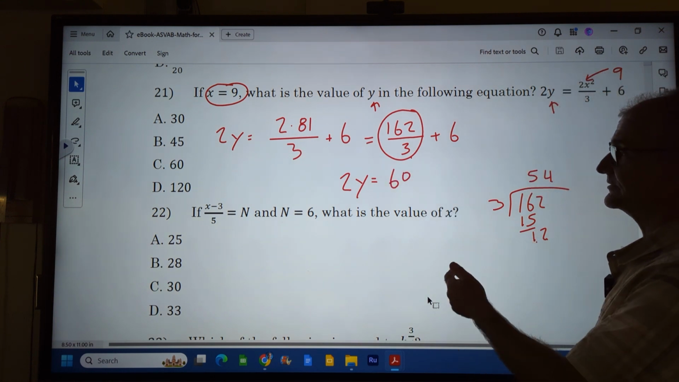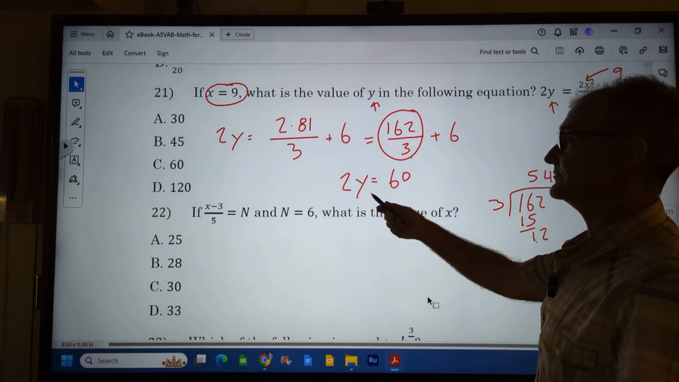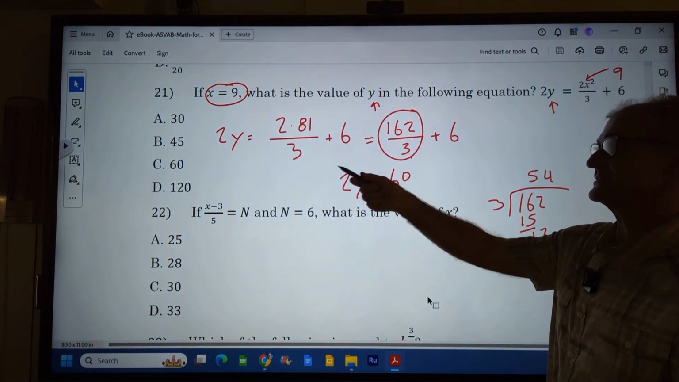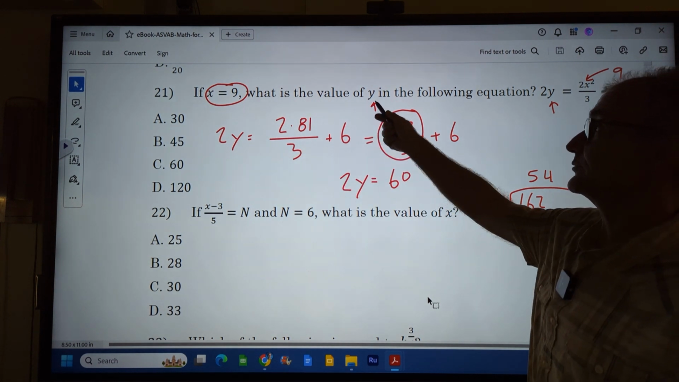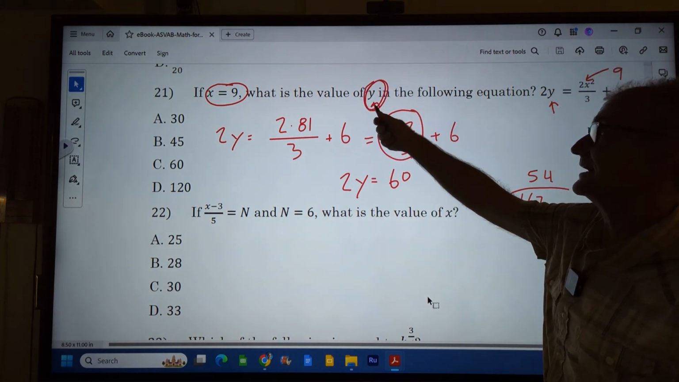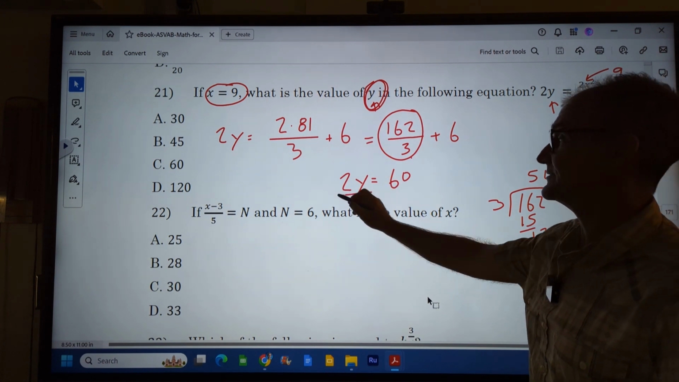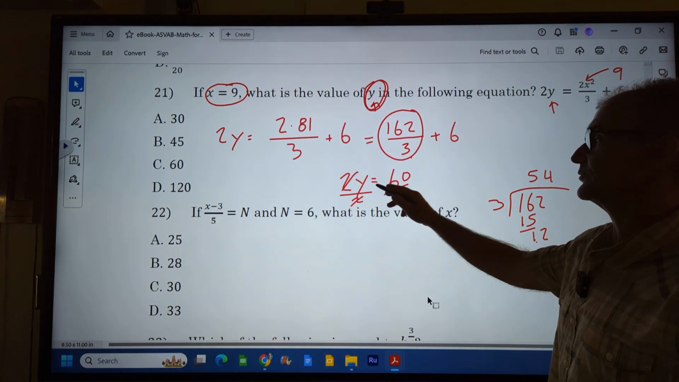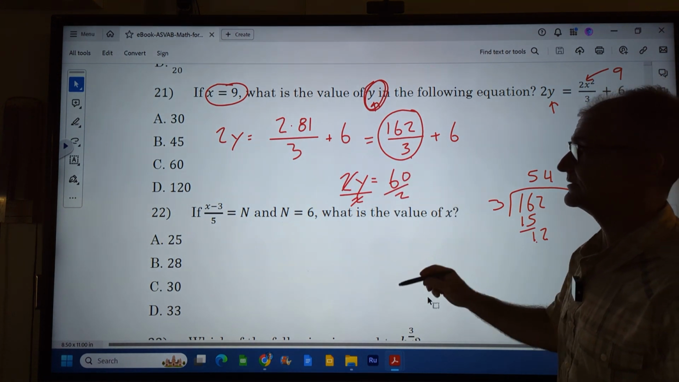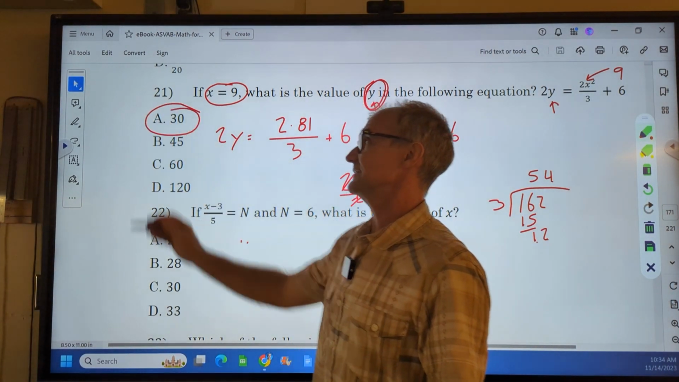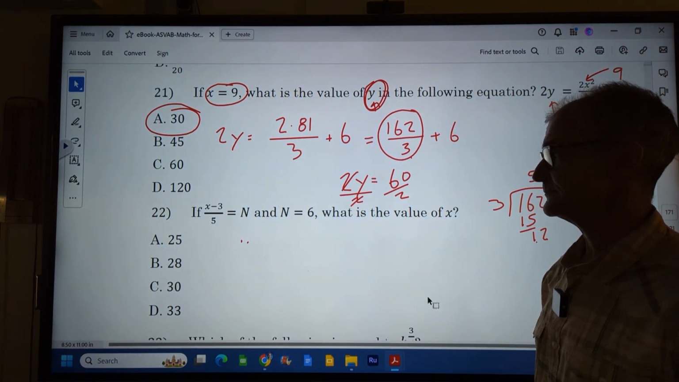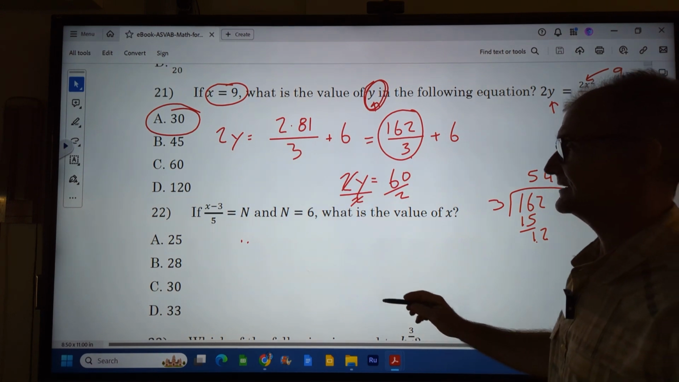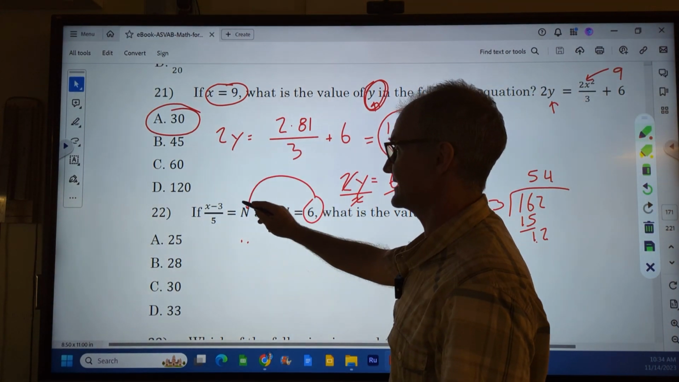I'm not solving for 2y. This is a distractor because you feel like, oh, I got the answer, I'm just going to circle it. But I'm actually solving for y. So I got this really highlighted to remember that I got to divide both sides by 2. Now that I've done that, now I have y by itself. So y is equal to 60 divided by 2, or 30. Answer A right there.